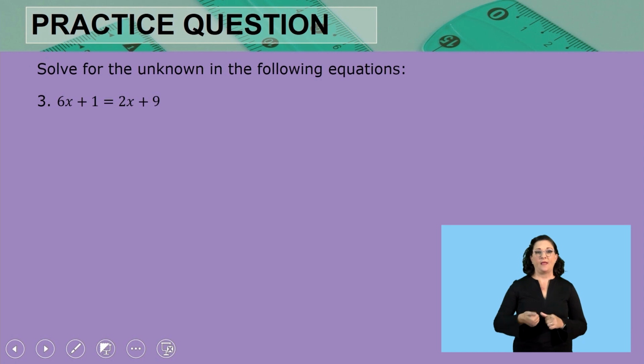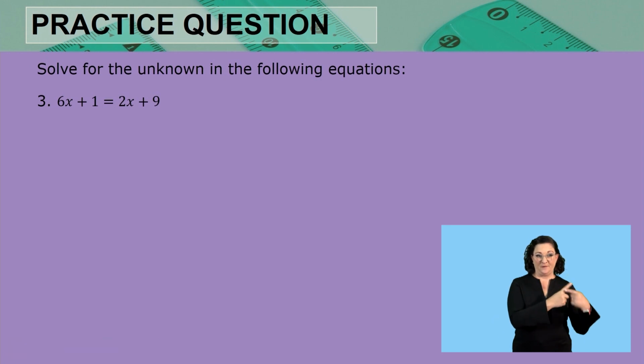Let's look at the next one, which is 6x plus 1 is equal to 2x plus 9. Now we have unknowns on both sides of the equation. The nice thing is that it is the same unknown. So us using the same letter to represent this number that we don't know means it is the same number. So how are we going to solve for that?